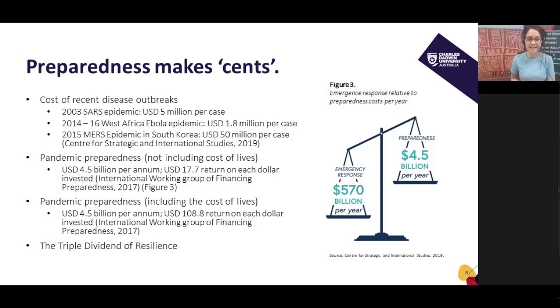In 2017, the World Bank estimated a return of investment of about $18 per $1 invested. And we can understand these returns using the idea of the triple dividend of resilience. So investing in risk reduction and preparedness saves lives and losses when a hazard event occurs. It stimulates economic activity and it generates co-benefits. For example, if we invest in diagnostic capacities, we can also use them in the routine care of patients.